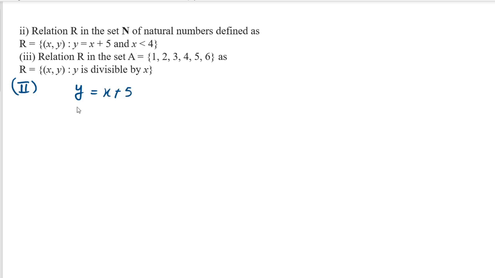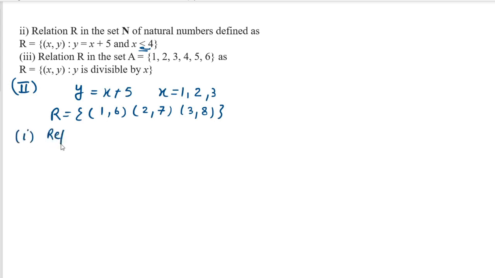So how many values are here which are less than 4? I can take x equal to 1, I can take 2, I can take 3. I can take only 3 values, 1, 2, 3, because the condition given here is x is less than 4. So I will write down the relation. R is equal to, first I take 1, then it becomes 1 comma 6, then I take 2, then it becomes 2 comma 7, and after this I take 3, then it becomes 3 comma 8. This is your relation.